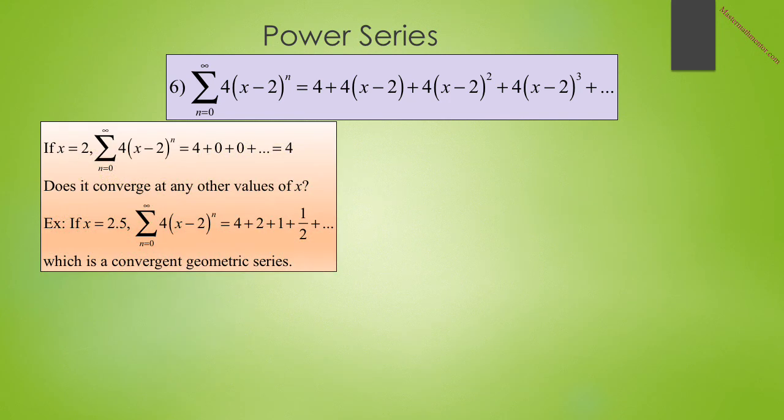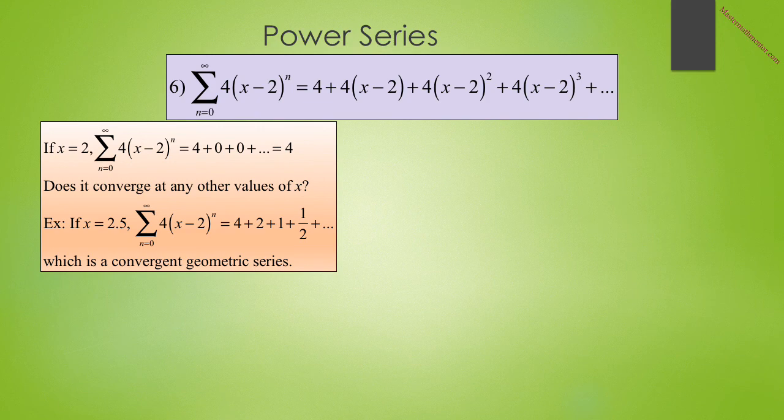We know our power series will be convergent at the center, x is equal to 2. The summation n equals 0 to infinity of 4 times (x minus 2) raised to the nth, if x is 2, is 4 plus 0 plus dot dot dot, which is 4. So it converges at x is equal to 2.